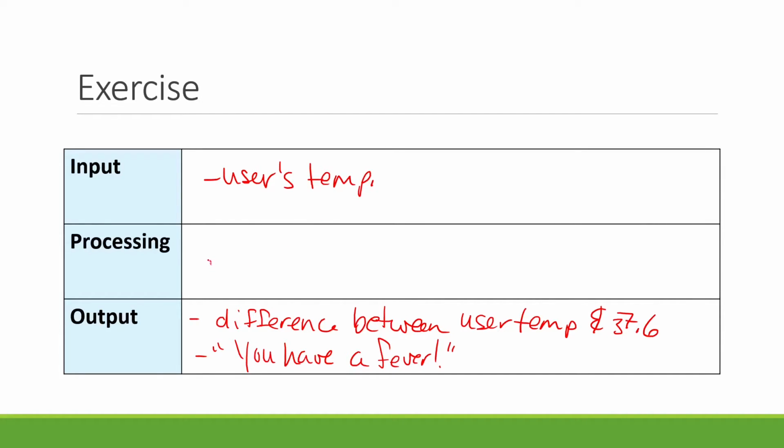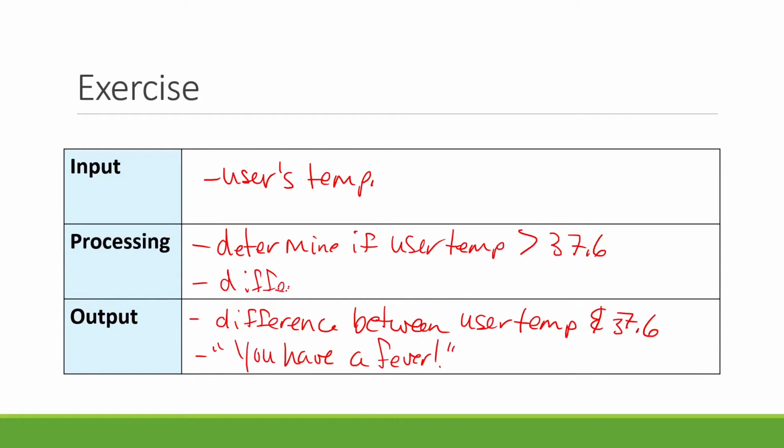And for processing, first, I need to determine if the user's temperature is above 37.6. So determine if user temp is greater than 37.6. And then I want to calculate the difference as the user temp minus 37.6. That will give me the difference. We're assuming that if we do get to the calculation part, user temp must be greater than, so you don't have to use a math.abs, because we know user temp is always going to be greater than if we get to the point of calculation.